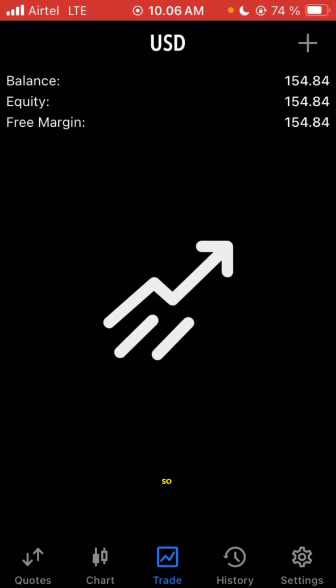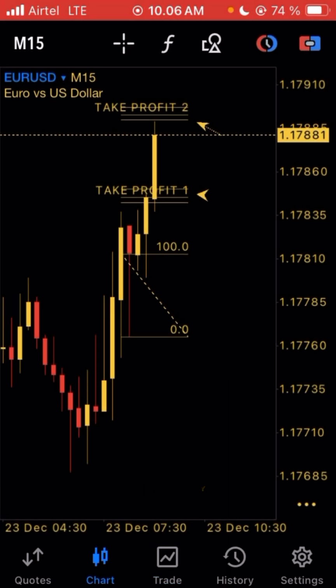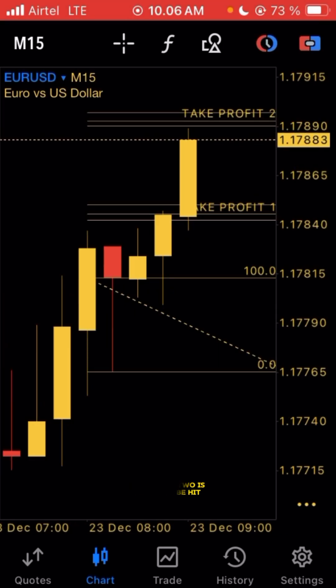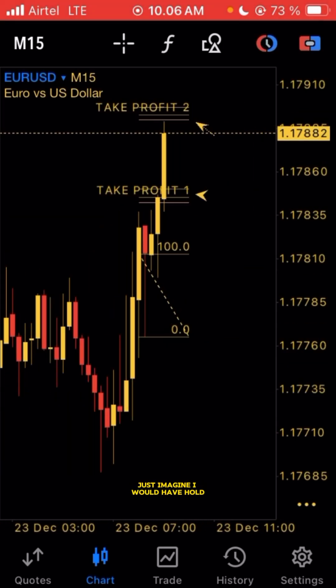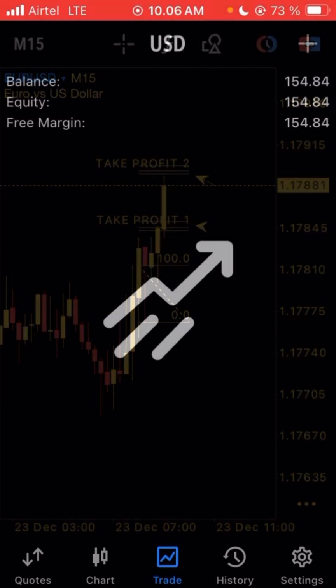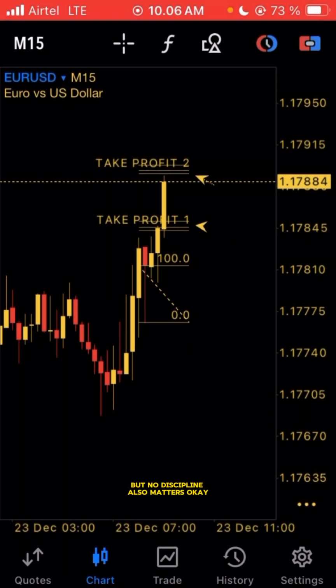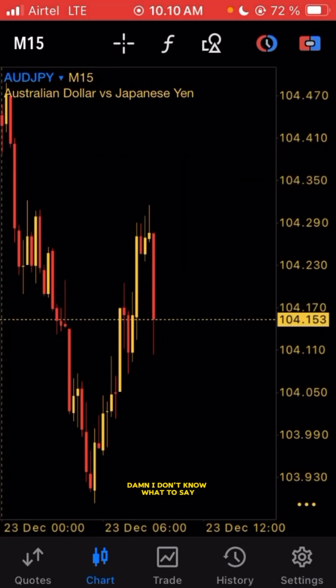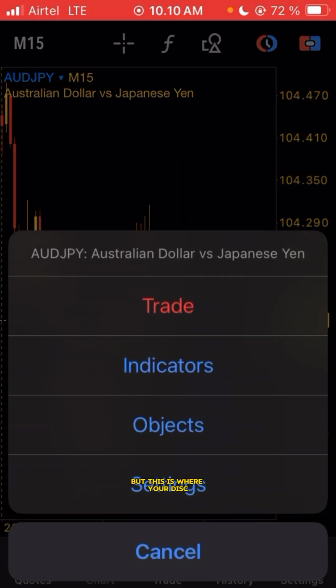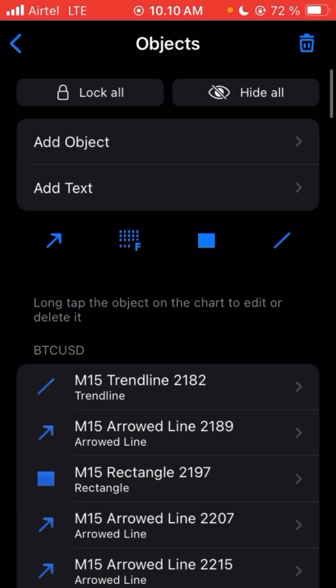So right now we have $154 already on us, and our TP2 is about to be hit. Just imagine, I would have held my trade, right? But no, discipline also matters. Okay, discipline is very, very important. If you are not disciplined, then I don't know what to say. But this is where your discipline really, really matters.